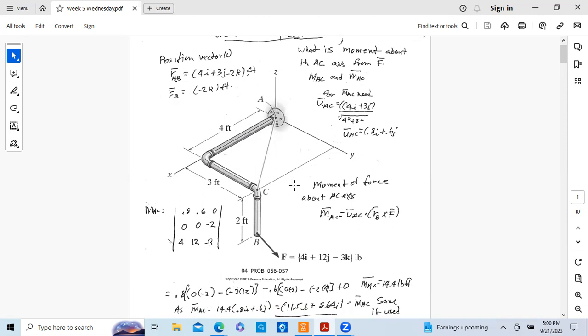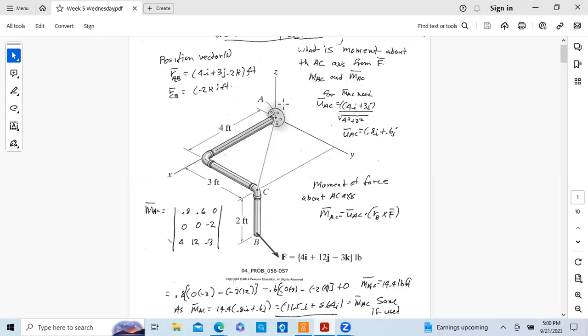So the moment of a force about the AC axis, as a Cartesian vector, is equal to this unit vector dot RB, which is a position vector, cross F, which is the force vector. And so what we need to do is find the position vector, which means we want to go from the origin, or anywhere on this line AC, and we know where it is from the origin. We can find a position vector there.